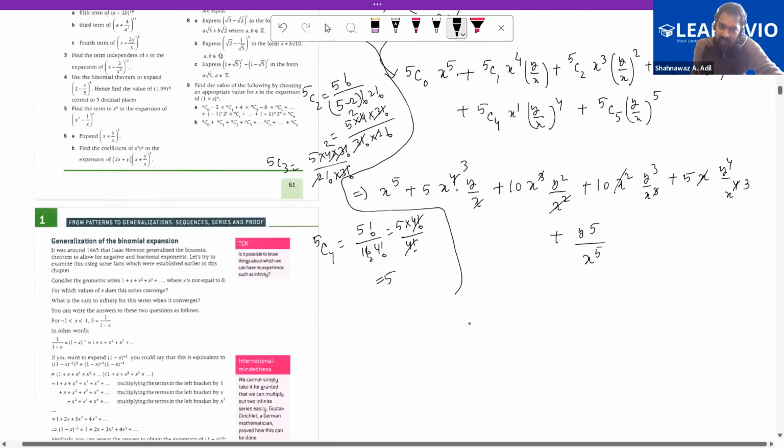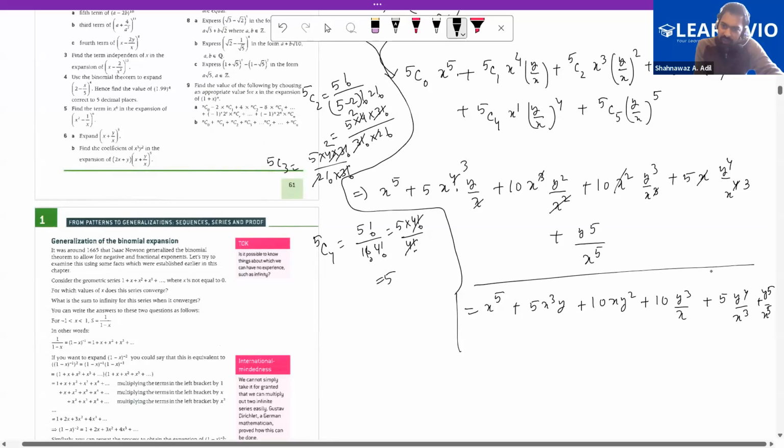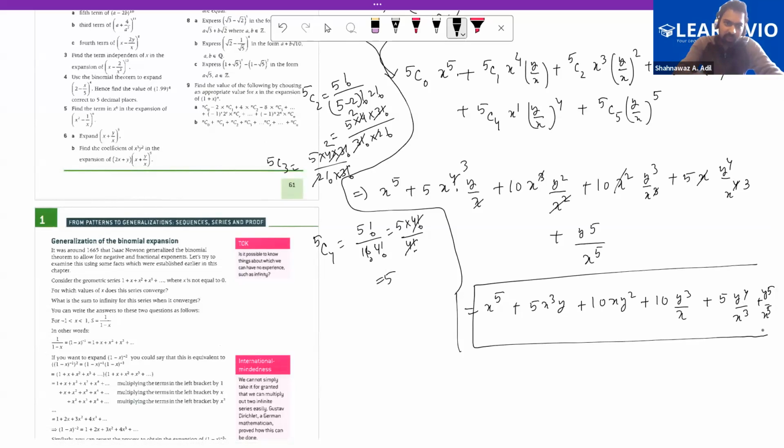So what do we have? We have x5 and then 5x cubed y, and then 10xy square, and then we have 10y cubed by x, and then 5y4 by x cubed plus y5 by x. That is the expansion. Did you get this thing? Okay, so then that's correct, right? Yeah, so it's correct. Then the B part you are talking about, right?